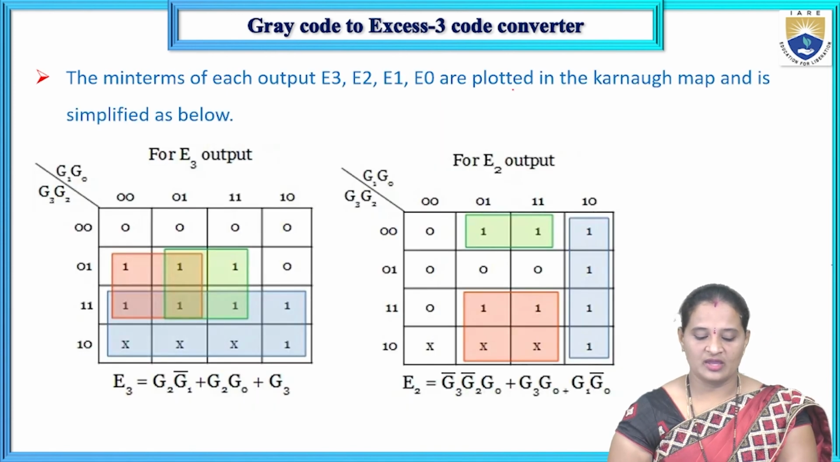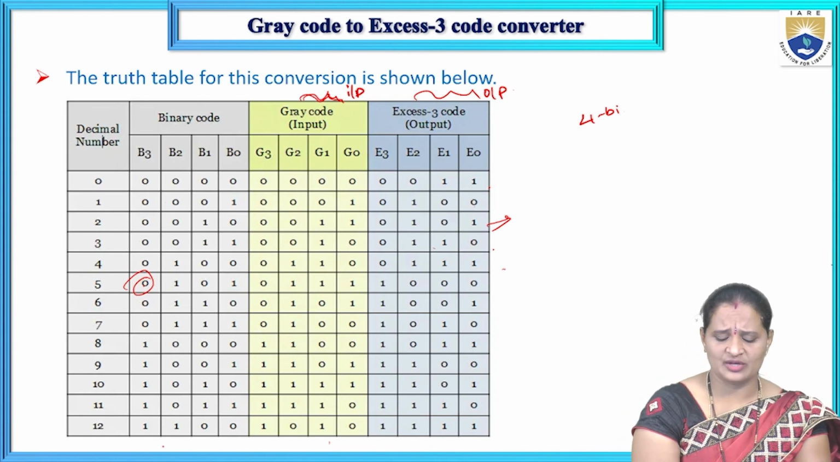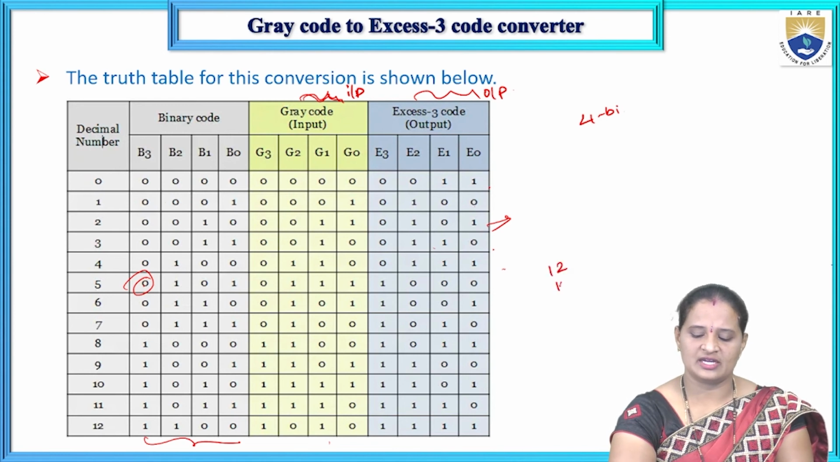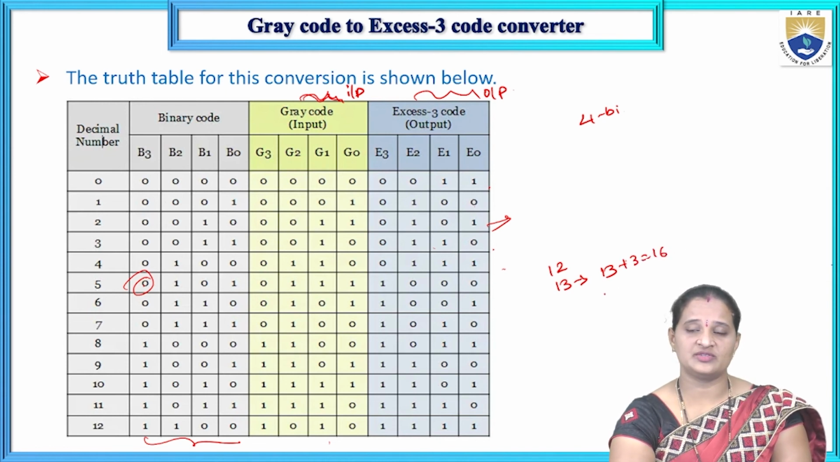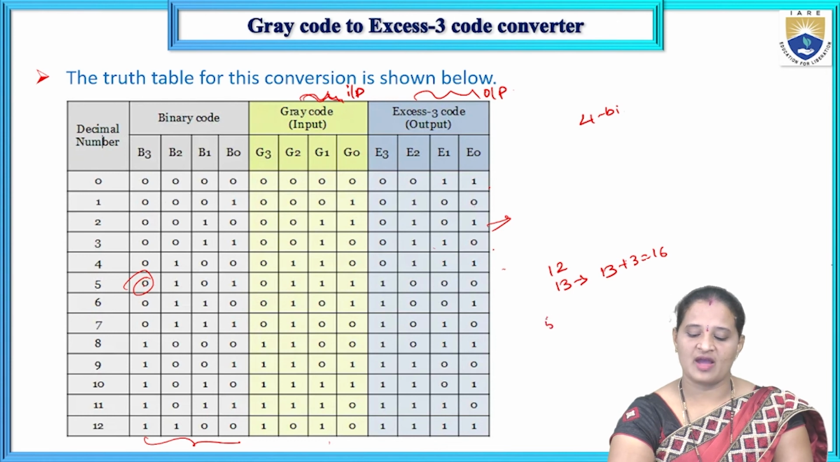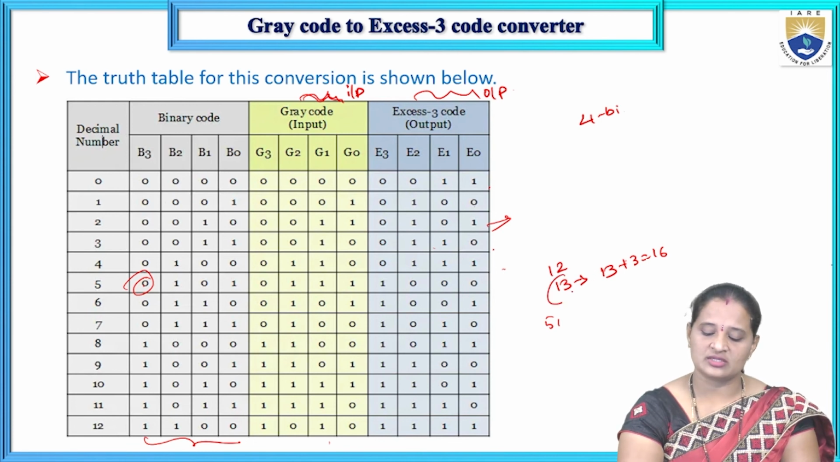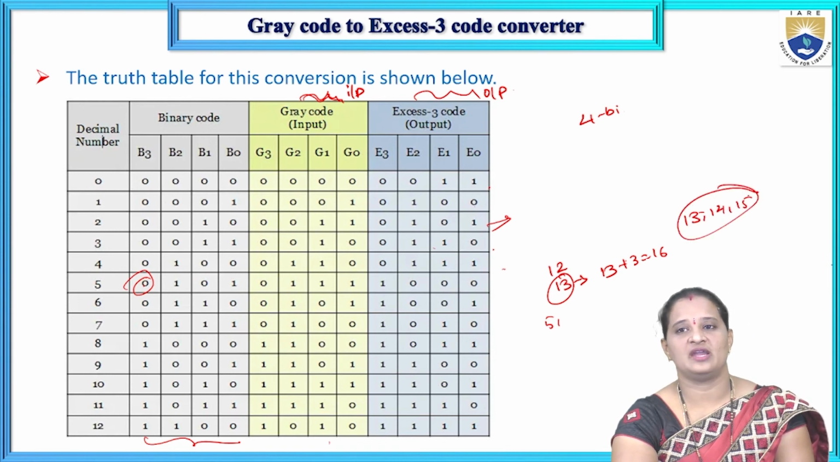Okay, so now we get here again. Why am I considering only 12? Because after 12, that is 13, and 13 plus 3 is 16. In order to represent 16, how many bits do we require here? I require 5 bits. But I am designing only a 4-bit gray code to Xs3 code. So these values, that is 13, 14, 15, are considered to be unspecified.